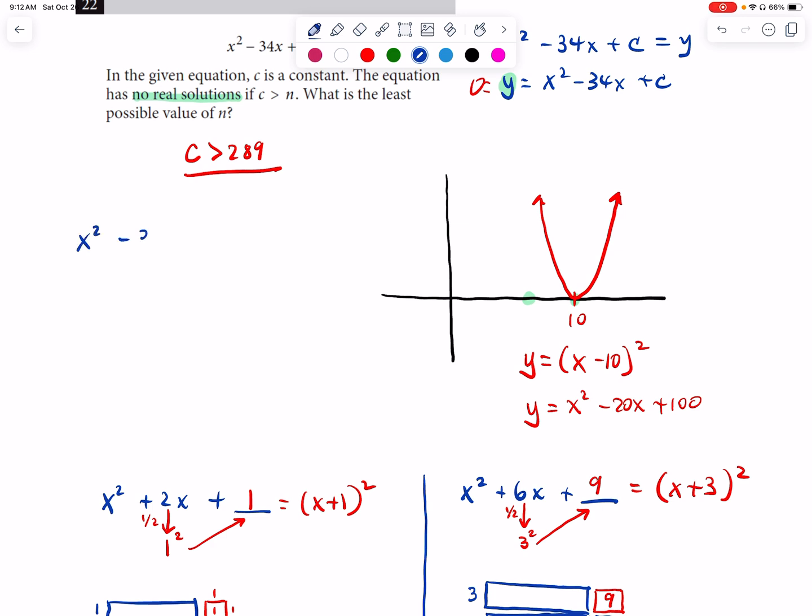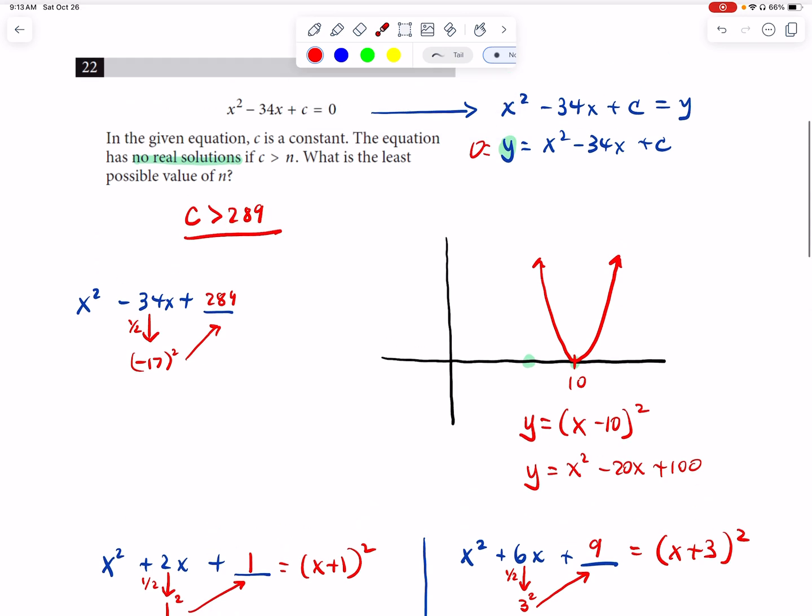I would have x squared minus 34x, and then I have to complete my square by adding something. Just like before, I take half of this and bring that negative sign along with it. So half of negative 34 is negative 17. Now I've got to square that number, and when I square it, I get 289, which is the same number that we found with Desmos.